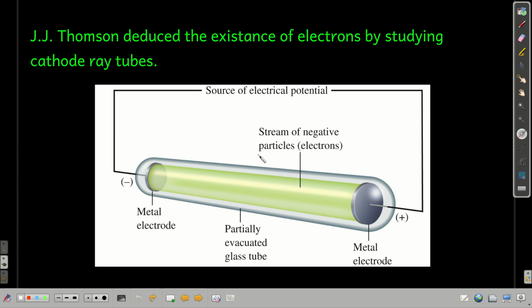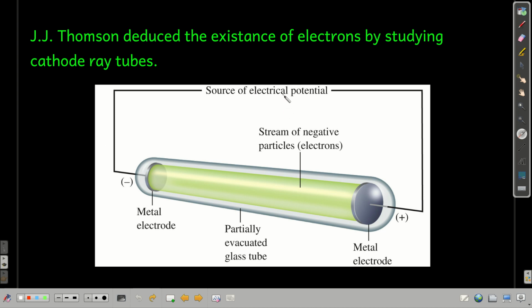What a cathode ray tube is, essentially, is usually a glass tube that, when the glass blower makes it, they pull most of the air out of it. They evacuate it, but not entirely. There's still a little bit of air left in there. And they have one electrode on each end. That electrode is just a piece of metal here and here. They connect these electrodes through a wire to a power supply, a source of electrical potential.